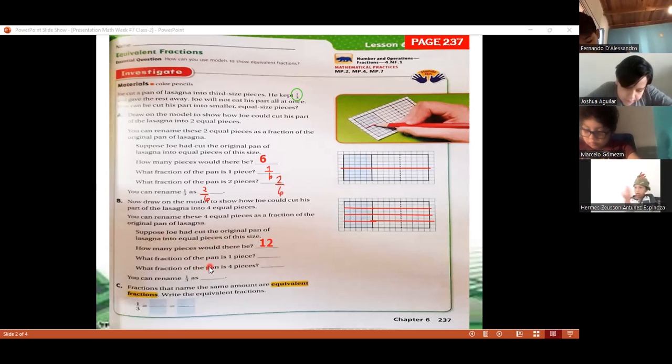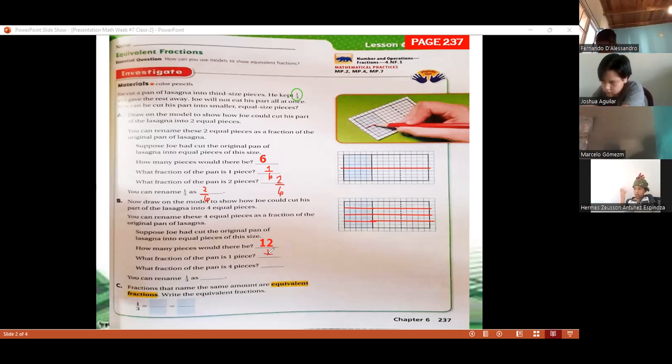What fraction of the pan is 1 piece? Imagine that we just color 1. What does this represent? 1 out of 12. I'm just coloring 1. So it's going to be 1 out of 12 here. 1 in the numerator, and down in the denominator, 12.